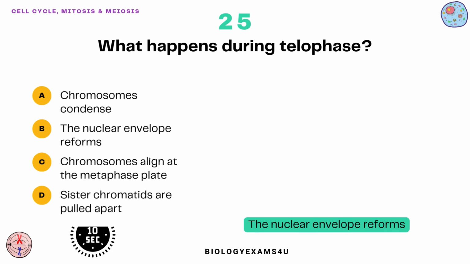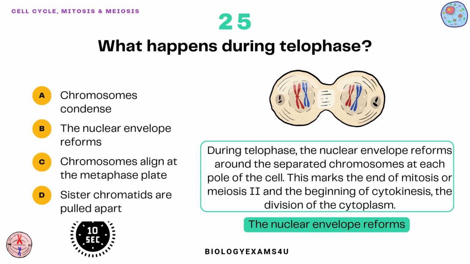The correct answer is the nuclear envelope reforms. During telophase, the nuclear envelope reforms around the separated chromosomes at each pole of the cell. This marks the end of mitosis or meiosis 2 and the beginning of cytokinesis, the division of cytoplasm.